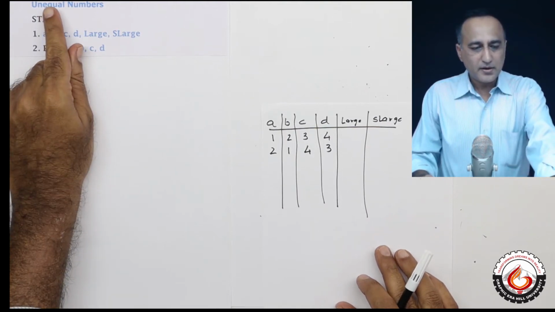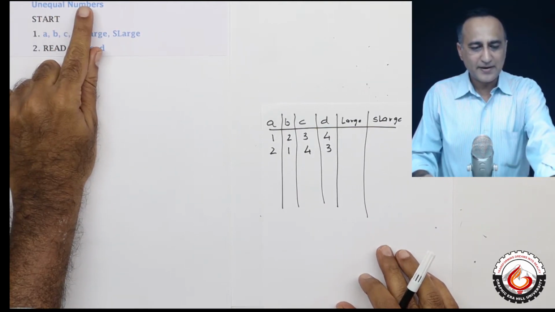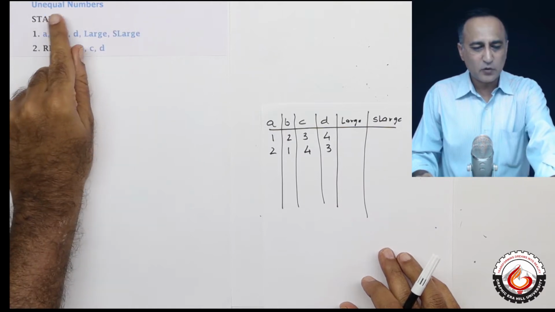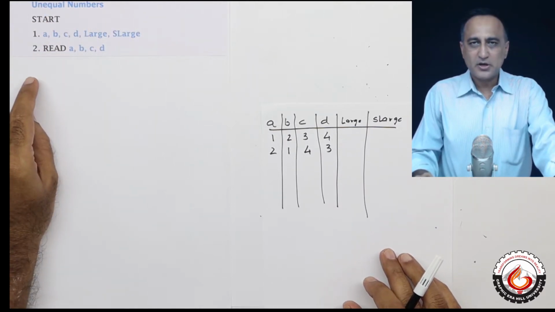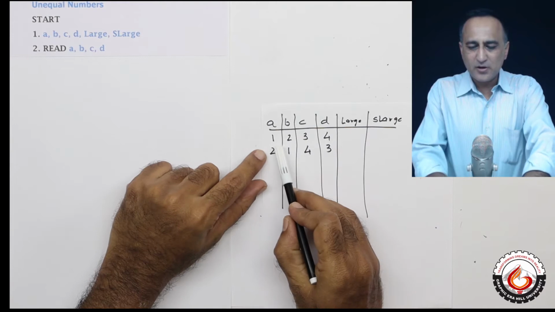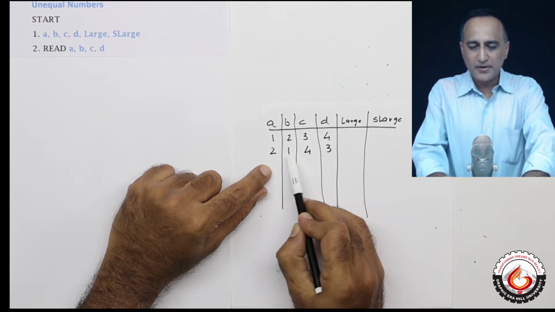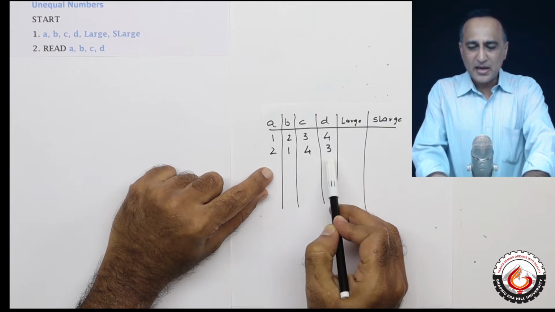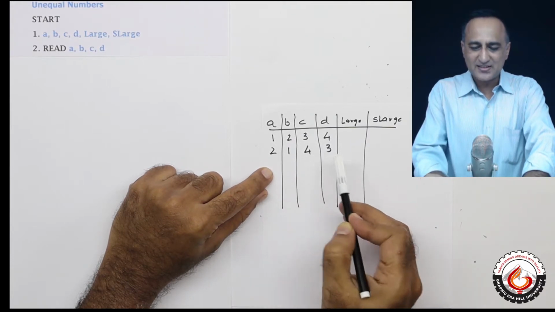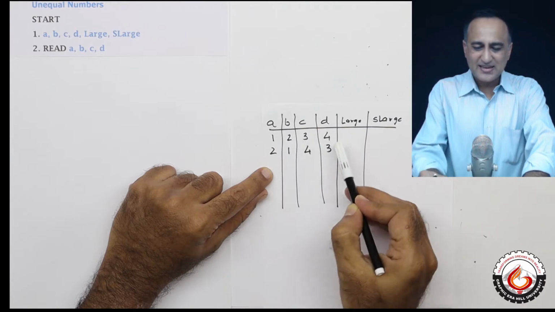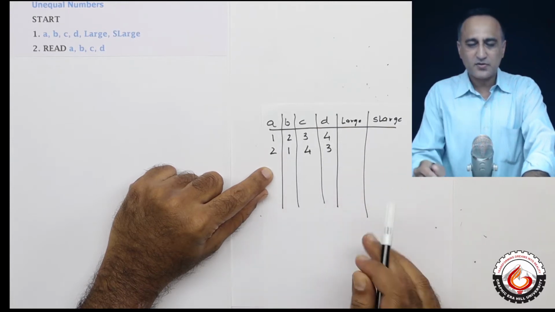We are required to write an algorithm to find the second largest of four unequal numbers. What it means is we get an input something like 1, 2, 3, and 4, or it could be 2, 1, 4, and 3. I am required to find the second largest. So in the first case it will be 3, in the second case also it will be 3.